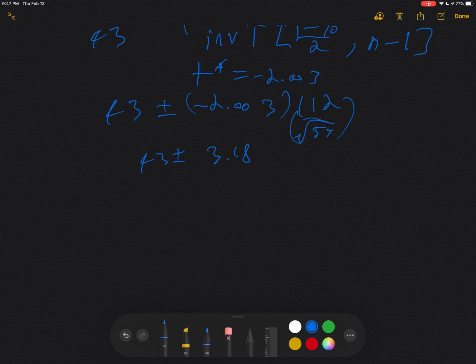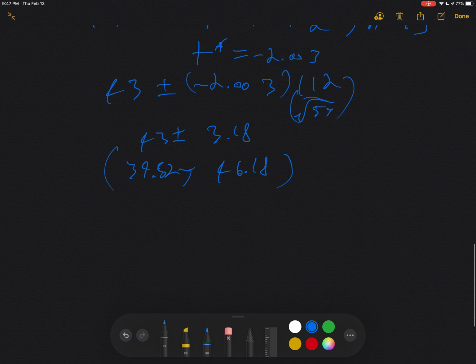So 43 plus the answer gives us 46.18. And then 43 minus the answer gives us 39.82. So this is our confidence interval. It's from 39.82 to 46.18.